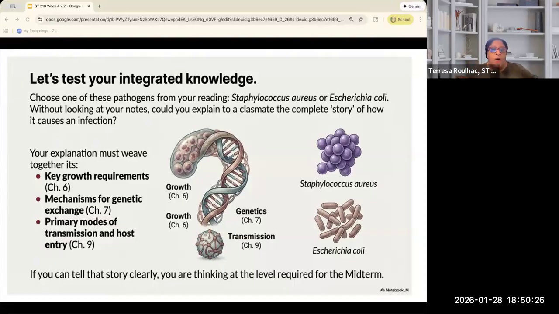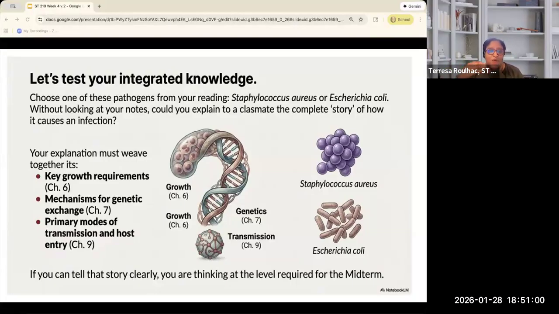As you're thinking to yourselves, which part of the story felt the strongest for you? Growth, genetics, transmission. You don't have to respond, but as you're building that story based on the pathogen you chose, believe it or not, that is where confidence already lives. Because you're thinking, this is what I already kind of figured out. I know this part, and now I can build on it.